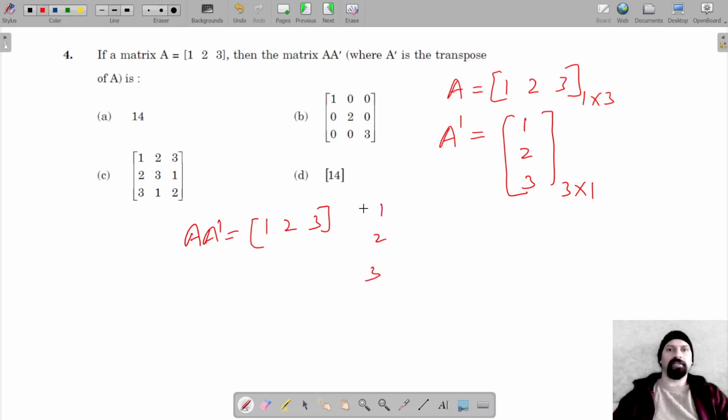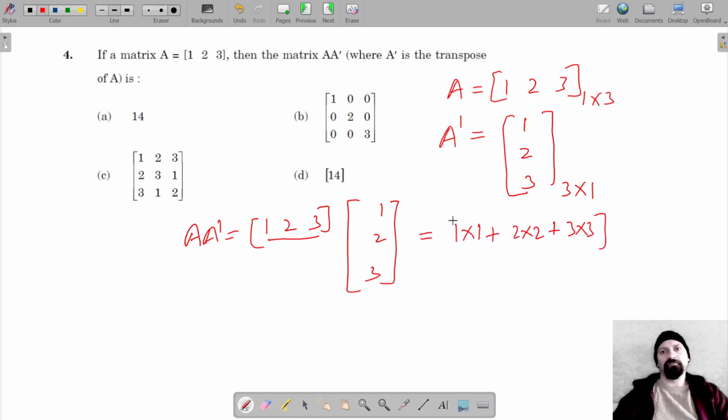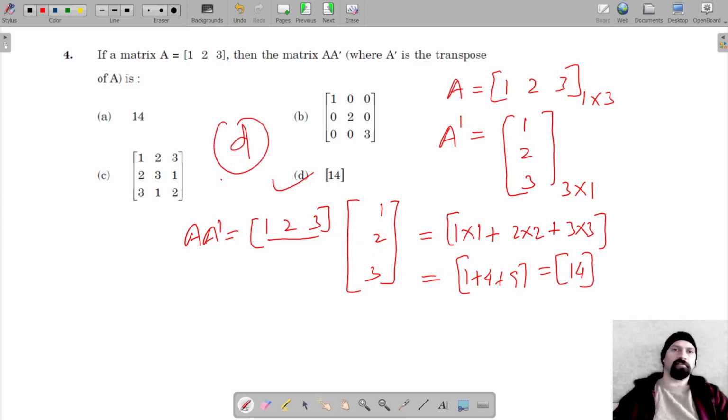So let's find out the product. That would be a single element. So this is 1 into 1 plus 2 into 2 plus 3 into 3. This will be the resulting matrix. So 1 into 1 plus 4 plus 9, which will give us 14. So 14 is the matrix. So answer is option D.